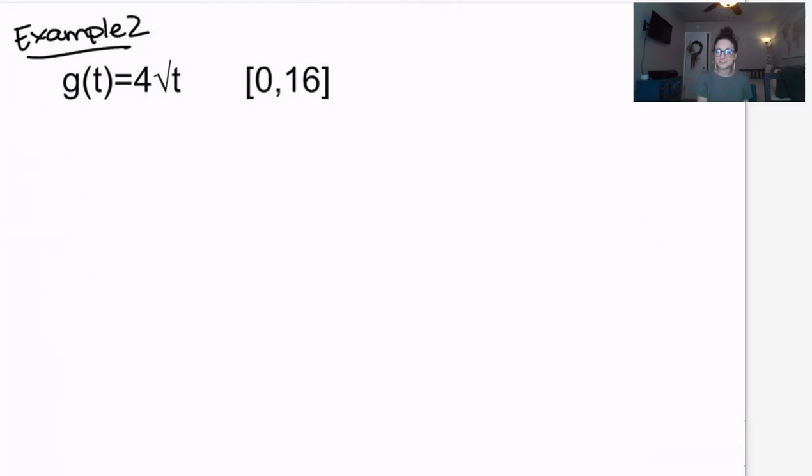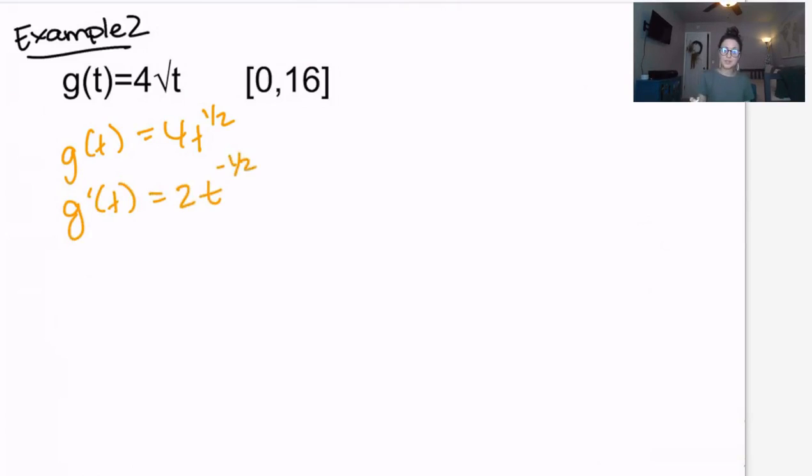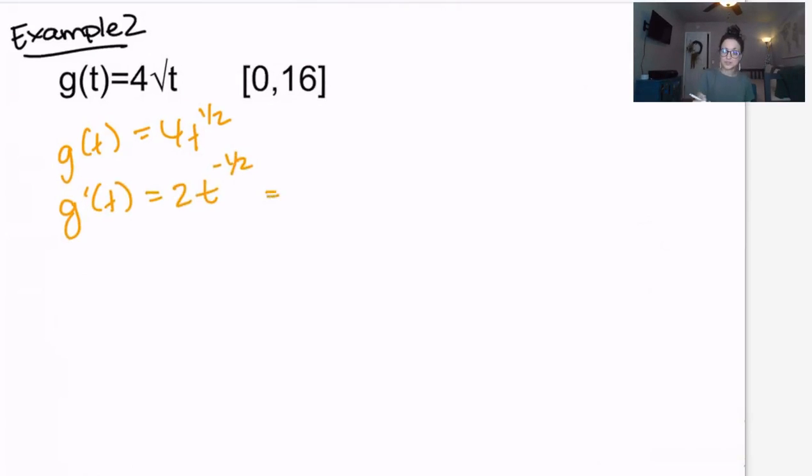So let's try that same strategy. Let's try to find our absolute extrema for g of t here. So I've got 4 square roots of t. The first thing I'd want to do here is what? I want to rewrite as 4t to the 1/2, because of the square root. So if I find the first derivative here, 4 times 1/2 is 2. This becomes t to the -1/2. So the negative brings that t to the denominator, and the 1/2 is still the square root. So another way to think of this is 2 over square root of t.